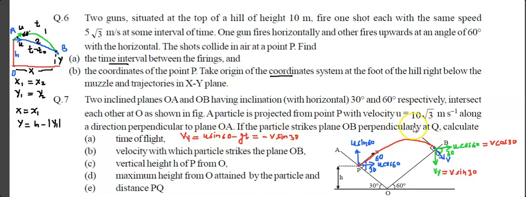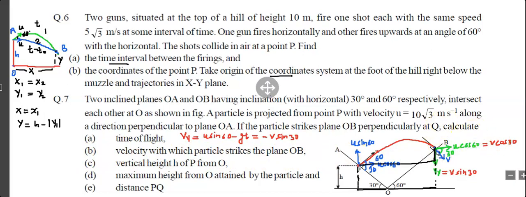This is the time of flight, that means the time till then this particle was in the air. Similarly, you can answer this B option. This is the velocity with which the particle strikes the plane OB. That's V, which you have already calculated. Now we can similarly do the next part, and that is part C.